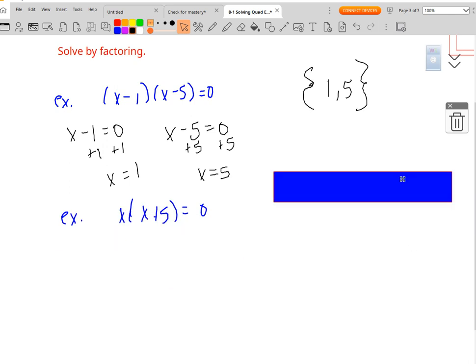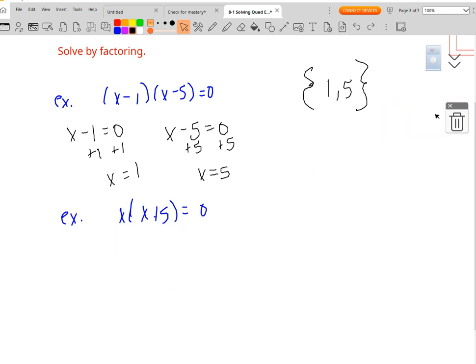Let's see this one. If we multiply these together, will they be a quadratic equation? So x times x is what? X squared, because that's what a quadratic equation is, right? So one factor is x, the other factor is x plus 5. Does that make sense to you, Tyrese?